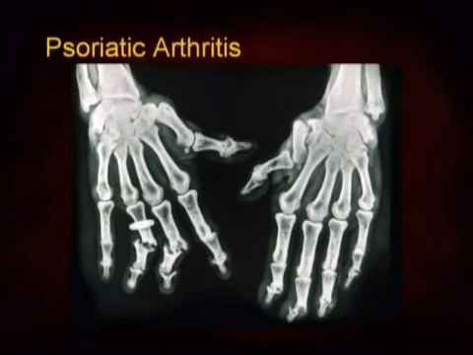Psoriatic arthritis can be very mutilating and destructive, and you can see here this patient's definitely got some serious joint damage going on related to their psoriasis. And this is asymmetric, so this is a common presentation for psoriatic arthritis being asymmetric and oligoarthropathy, so a few joints affected here and there.